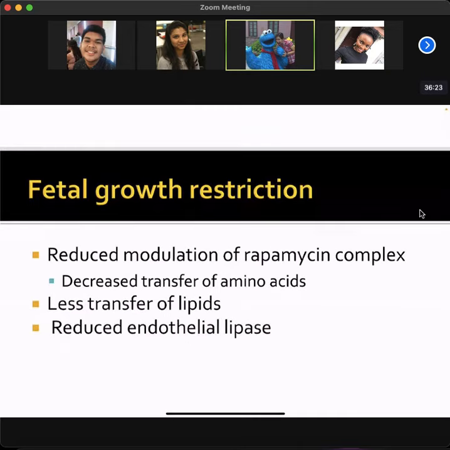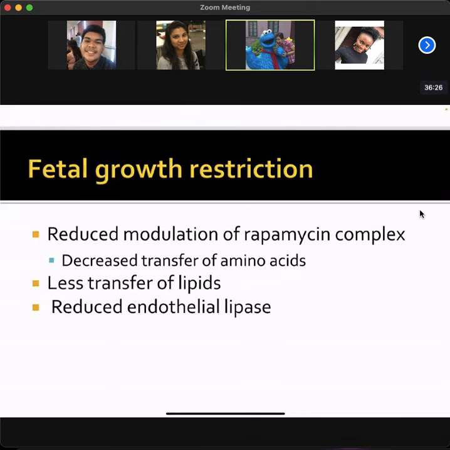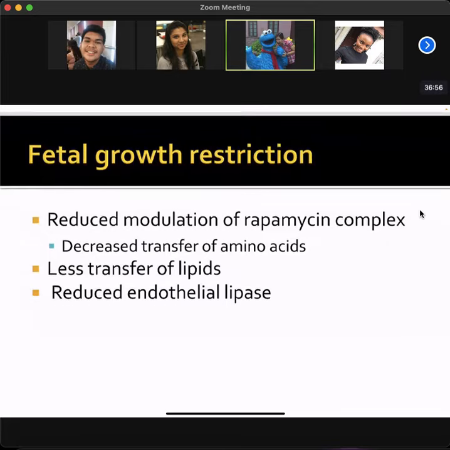Whereas for fetal growth restriction, there's reduced modulation of the rapamycin complex. The rapamycin complex is the one responsible for the transfer of amino acids, less transfer of lipids, and reduced endothelial lipase. So it still goes to show that it's consistent with the higher the availability, the higher the probability of fetal growth. In this case, the lower the availability of nutrients, the higher the probability that there is fetal growth restriction.